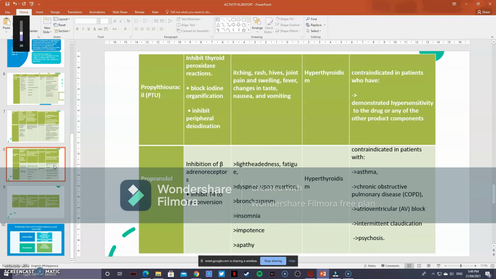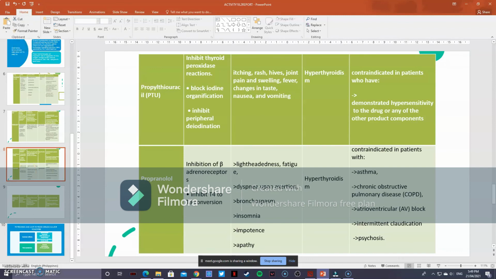So the next drug is propylthiouracil. It inhibits thyroid peroxidase reactions and blocks iodine organification. Its adverse effects are itching, rash, hives, joint pain and swelling, fever, changes in taste, nausea, and vomiting. It is contraindicated in patients who have demonstrated hypersensitivity to the drug or any of the other product components.